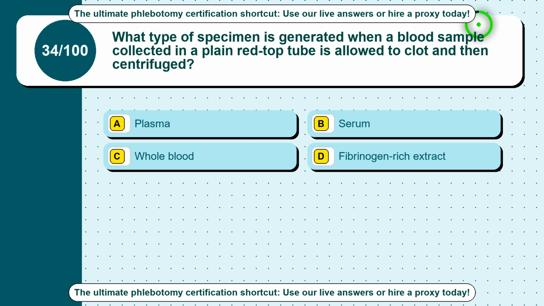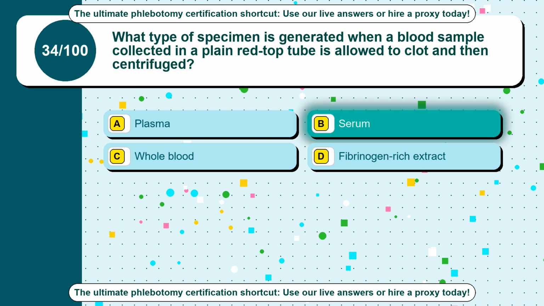Question 34. What type of specimen is generated when a blood sample collected in a plain red top tube is allowed to clot and then centrifuged? Option A, plasma. Option B, serum. Option C, whole blood. Option D, fibrinogen-rich extract.